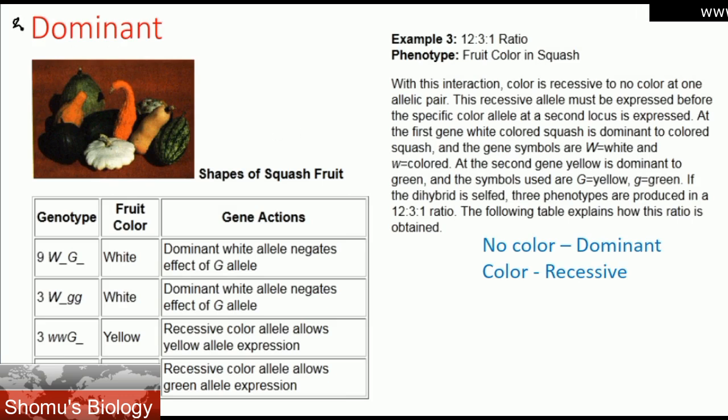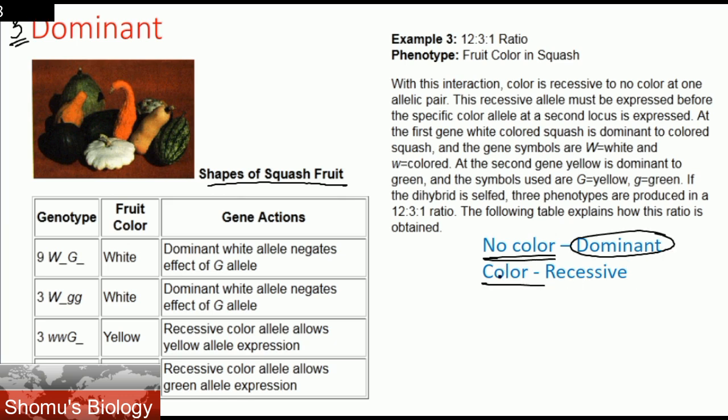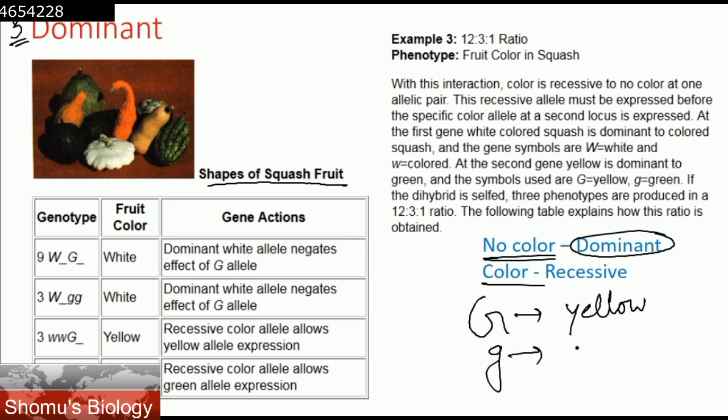Now third one, dominant epistasis. What happens in dominant epistasis? In this case, we are talking about the shapes of squash fruit, or sometimes also the color of the squash fruit. Whether it will be white, yellow or green, there are multiple colors possible. Now remember one thing in this scenario, no color is a dominant version compared to the color. So there are two different colors possible. Capital G means yellow color. Small g is a recessive version of that same gene, means green color.